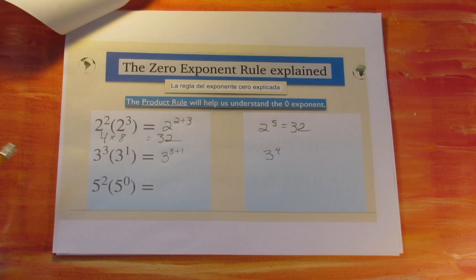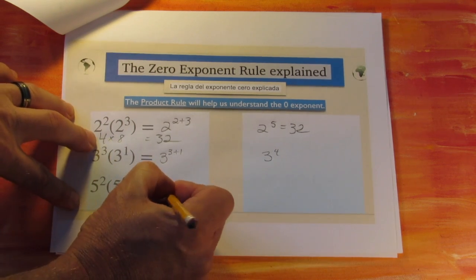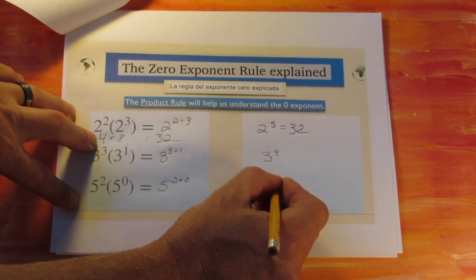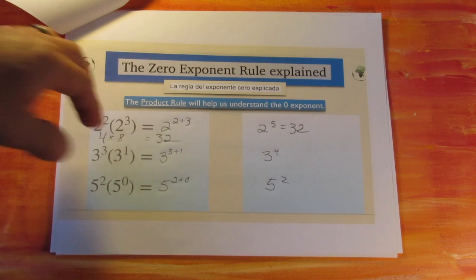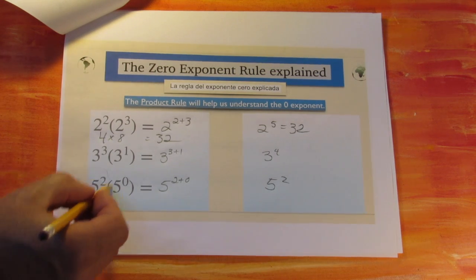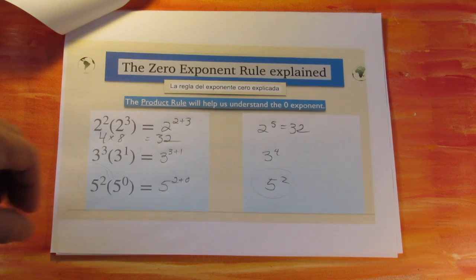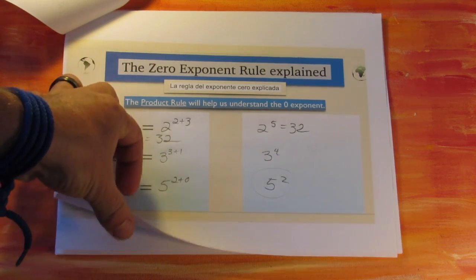And now 5 to the second power times 5 to the 0 power would be 5 to the 2 plus 0. And it winds up again just being 5 squared, or 25, which is the same thing as that. So what does 5 to the 0 power actually equal? Let's get to that now.